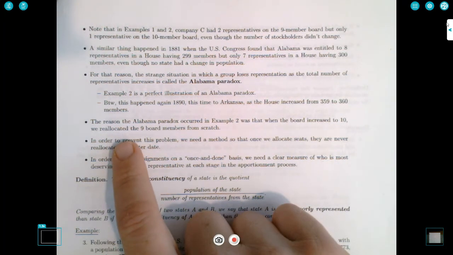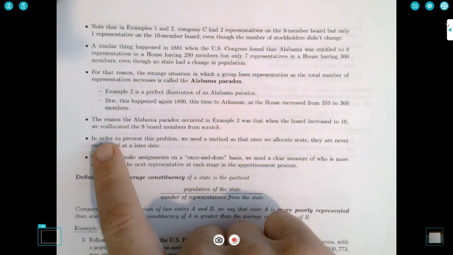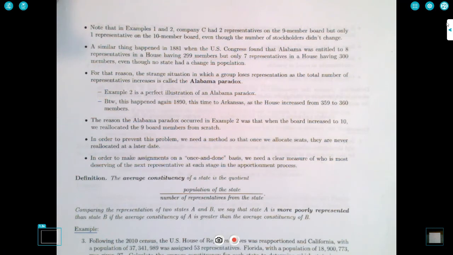So the reason the Alabama paradox occurred in example 2 was that when the board increased to 10, we reallocated the 9 board members from scratch, right? We completely redid the whole thing from scratch, which left open the possibility that one of the companies could lose a representative. It doesn't feel right. It doesn't feel like that should happen. If the number of representatives increases, then no company should lose a representative, right?